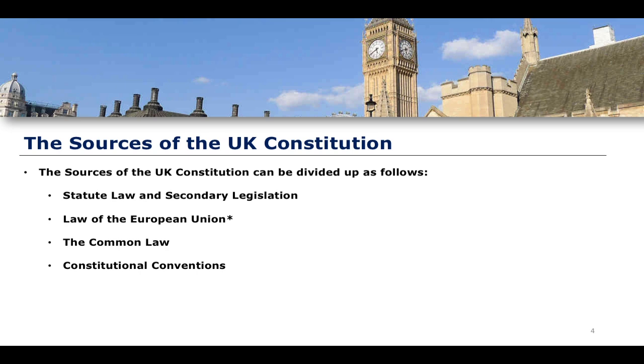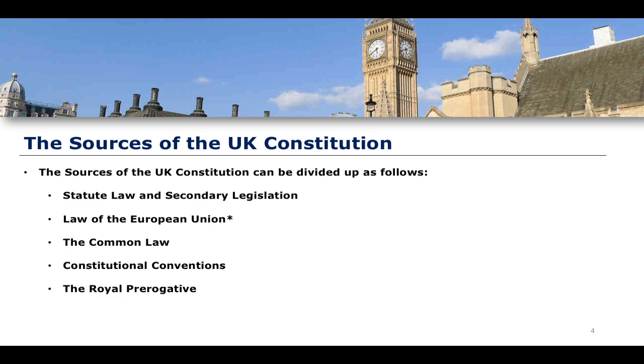What are constitutional conventions? How are constitutional conventions made? What is the significance of constitutional conventions? And what are some of the examples of constitutional conventions? I'll then talk about the royal prerogative as an element of the UK Constitution, specifically the idea of the UK being a constitutional monarchy.